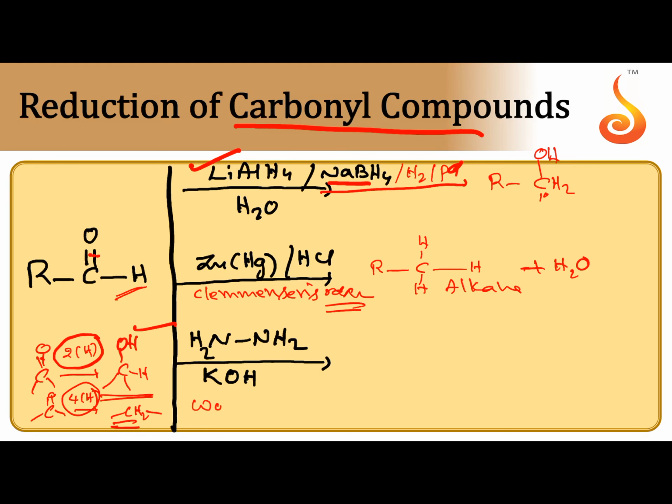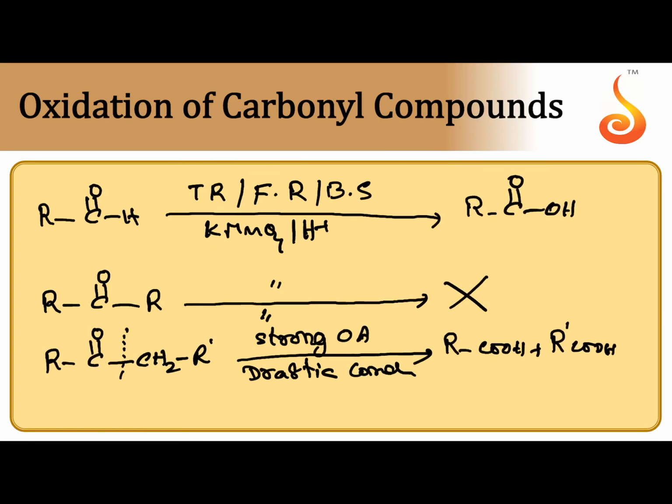Next method, Wolff-Kishner reduction. By this method, aldehyde or ketone is subjected to condensation with hydrazine. We can get aldehyde hydrazone or ketone hydrazone as intermediate compound, that is reacted with a base like potassium hydroxide in ethylene glycol. So finally, same product, oxygen is replaced with two hydrogens. We can get alkane and H2O. So these two are named reactions, very important.